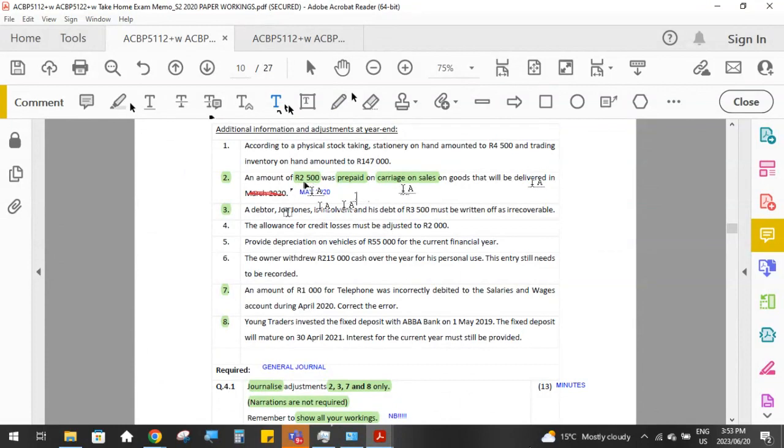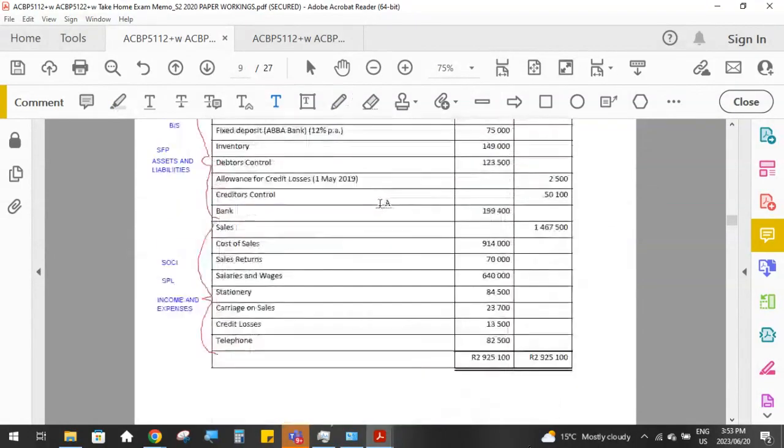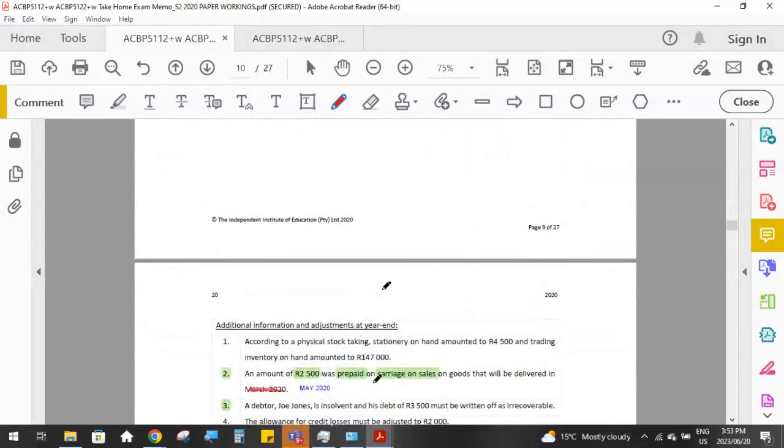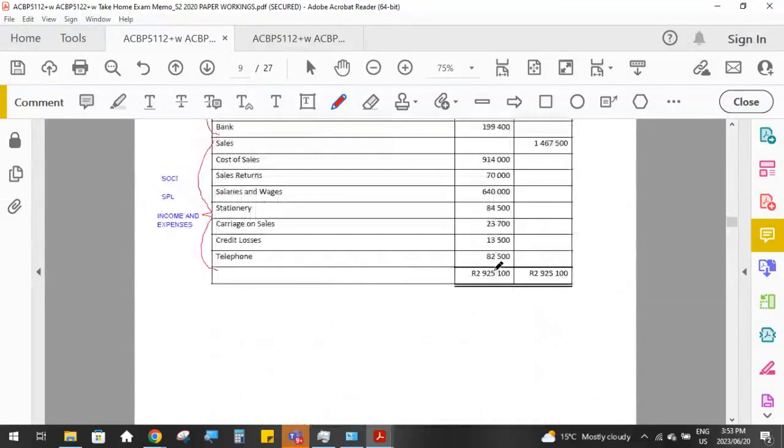because I've paid it already, which means when I paid it, I debited the expense account carriage on sales and I credited my bank account. So if you go up here, expense account carriage on sales 23,700, that means included in that 23,700 is an amount of 2,500 that shouldn't be there in this current year's expenses. It only belongs to next year's expenses. So that's what prepayments means.